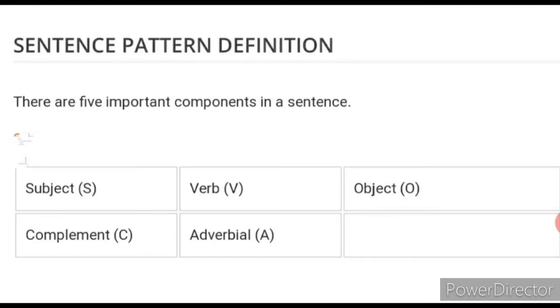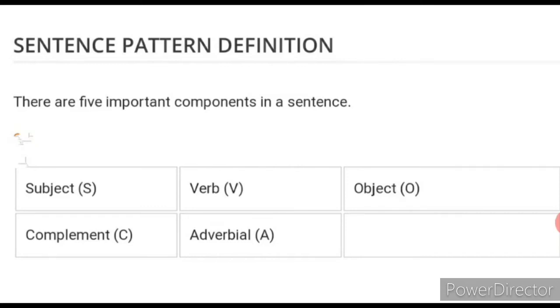She named the boy John. So she is the subject. Named is the verb, the work done by her. Named the boy. Whom did she name? The boy. So the boy is the object. What name did she give? That is John. So that is the complement. SVOC pattern. Okay children, next is the adverbial or adjunct.